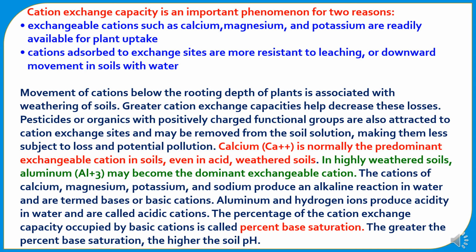The cations of calcium, magnesium, potassium and sodium produce an alkaline reaction in water and are termed bases or basic cations. Aluminum and hydrogen ions produce acidity in water and are called acidic cations. The percentage of cation exchange capacity occupied by basic cations is called percent base saturation. The greater the percentage base saturation, the higher the soil pH.